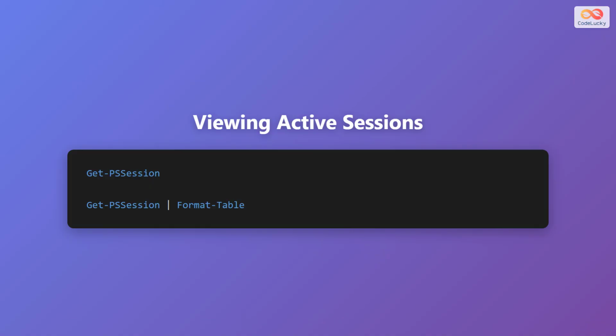To see all your active sessions, use the Get-PSSession cmdlet. Running it without parameters shows all sessions in the current PowerShell instance. You can also pipe the output to Format-Table for a cleaner, more organized view of your sessions, showing details like computer name, state, and availability.